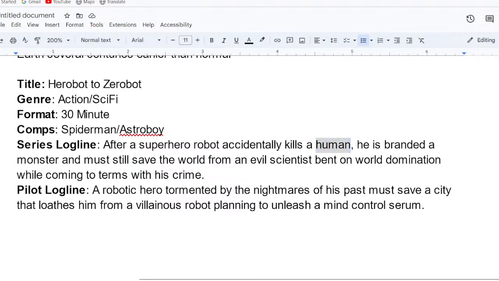Can I ask who is the specific person, or does it particularly matter? At this point in the brainstorming phase, not really sure. Not sure yet. That's okay. So it could just be a random accident, or it could be somebody important, or a random bystander who got in the way while he was fighting a villain.